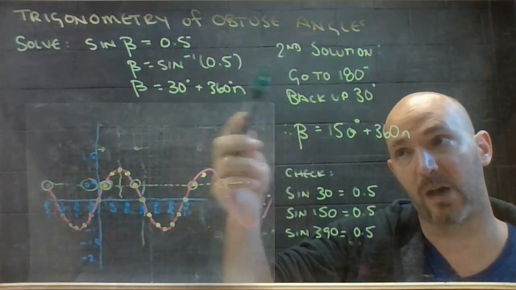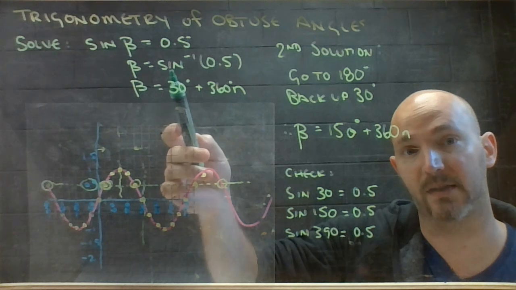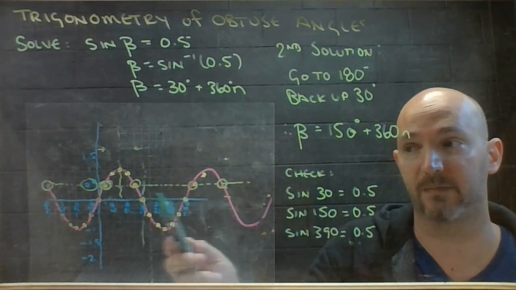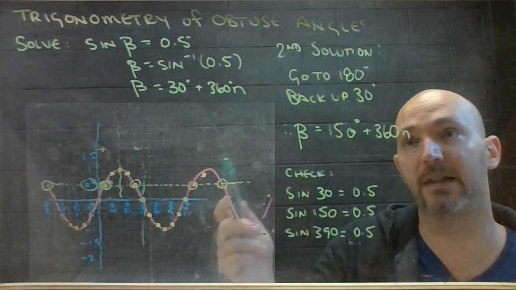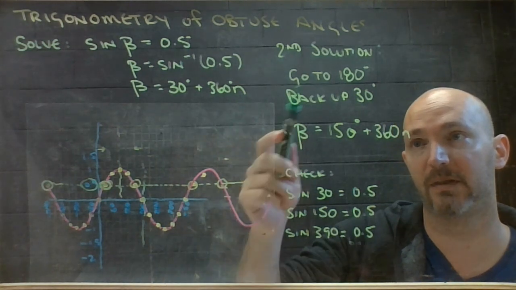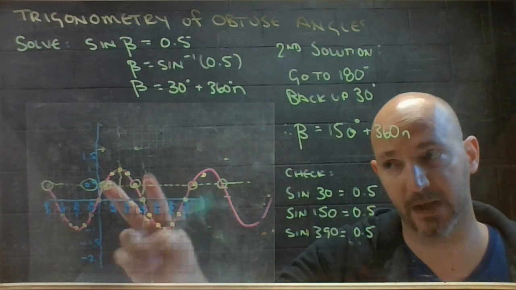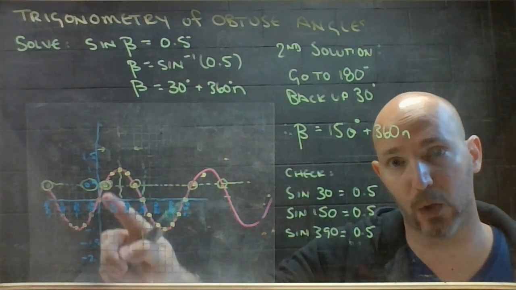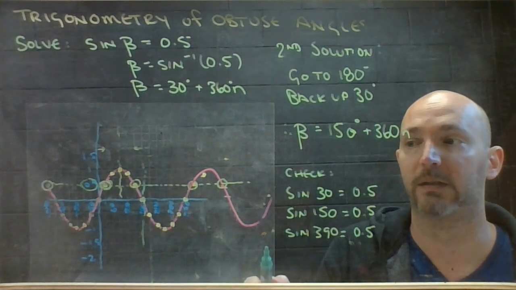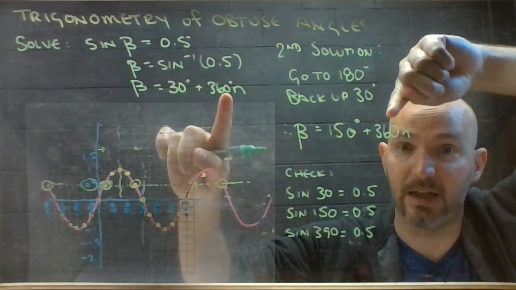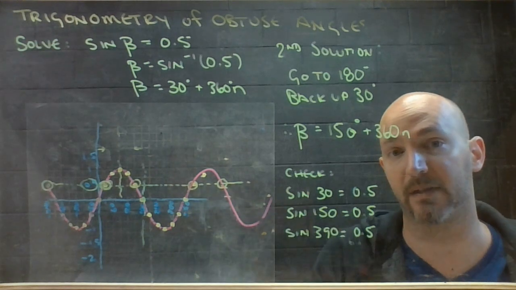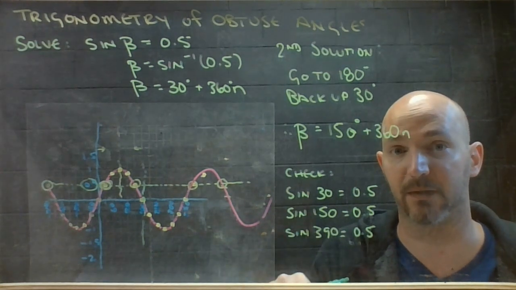So, I've been able to use my arc sine to get one solution and find where it is on the graph. And then use that solution to find a second solution based on the symmetry of this lobe here. And then you have to acknowledge that those solutions repeat every time the lobe repeats, every 360 degrees.